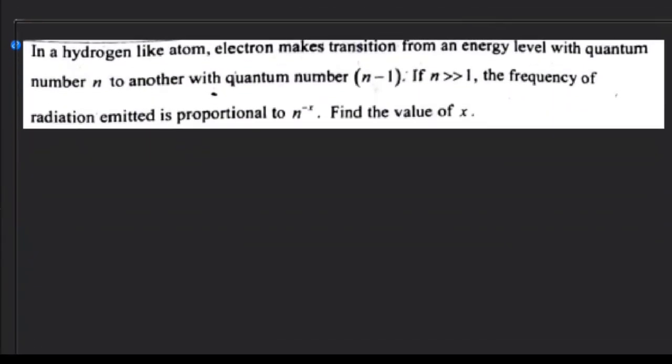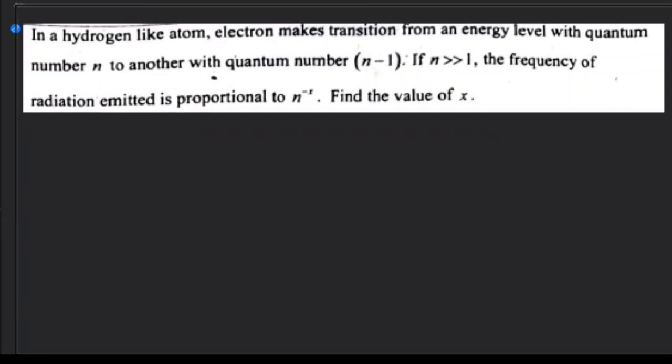Next one. In a hydrogen-like atom, an electron makes a transition from an energy level with quantum number n to another with quantum number n minus 1. If n is very much greater than 1, what is the frequency of the radiation? So this is a direct question from these atoms. De-excitation happens, and there is an energy. That energy, the change in energy delta E, is equal to minus 13.6 Z square into 1 by n1 square minus 1 by n2 square.